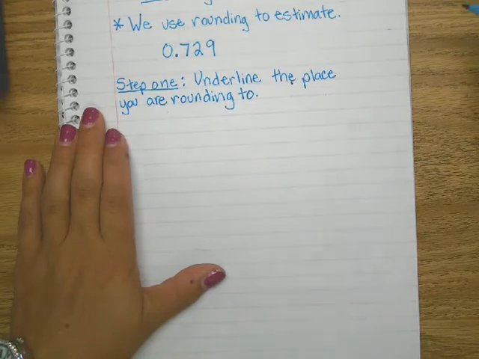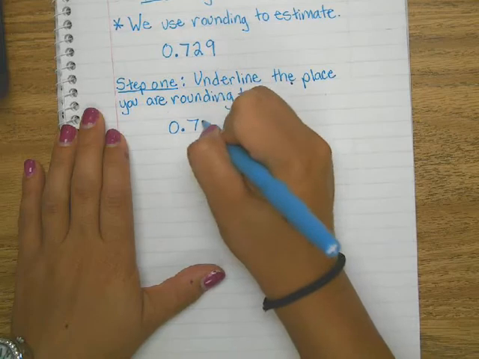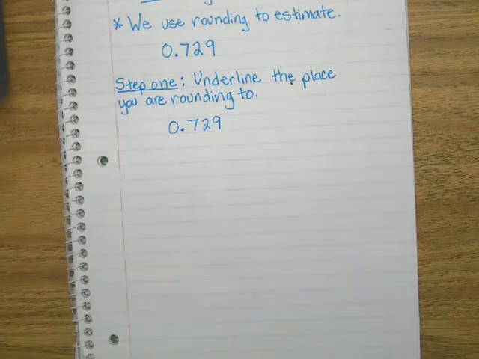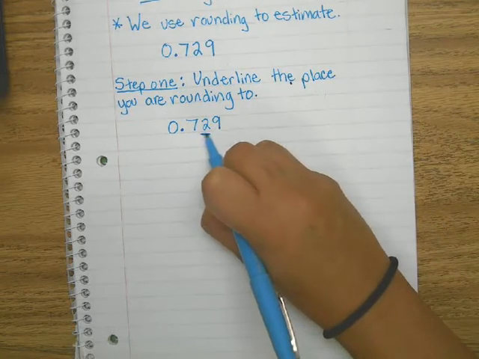So write that down. And then, so here's my decimal. What place did I say I was going to round to? Oh, who was listening? Andrew? The hundredth. So tenth, hundredth. So I'm going to underline my hundredth. And a 3.